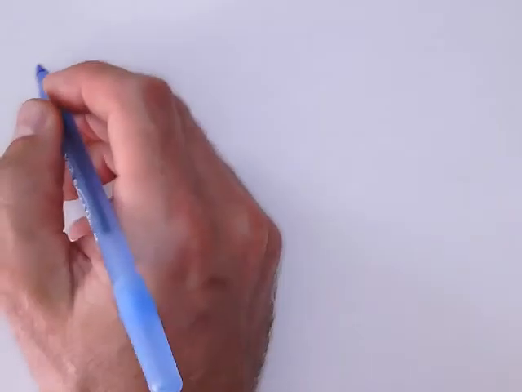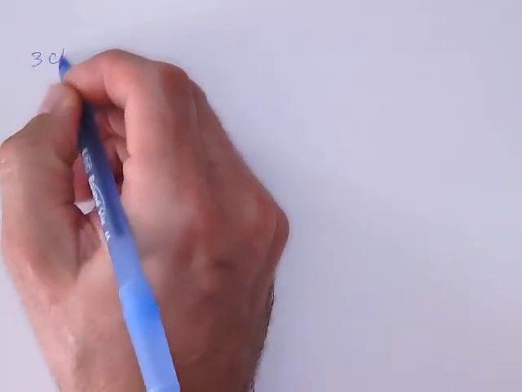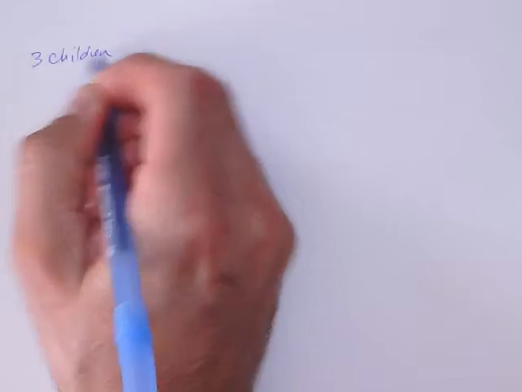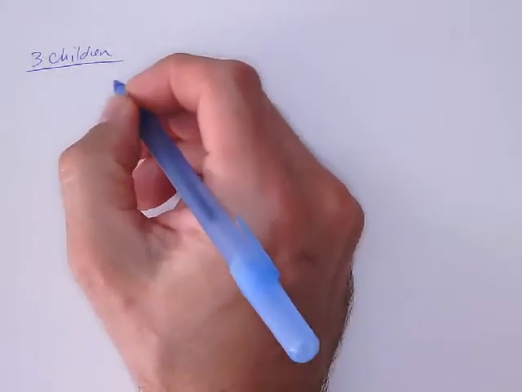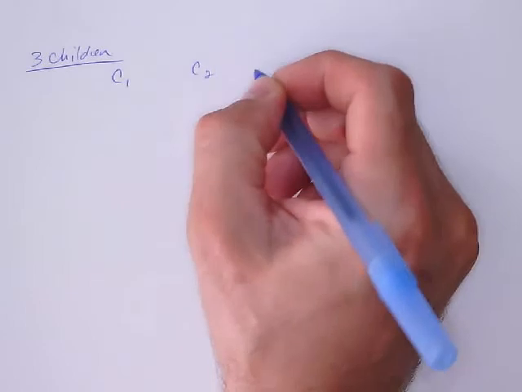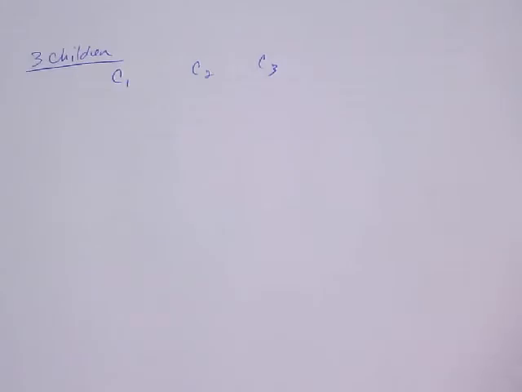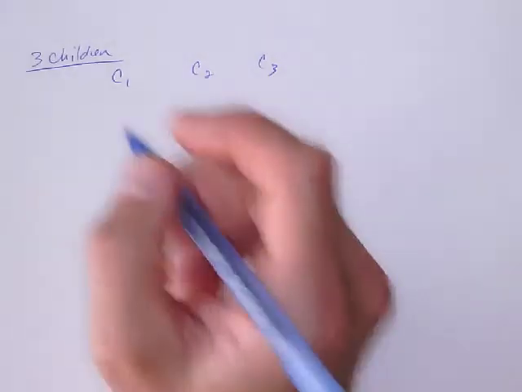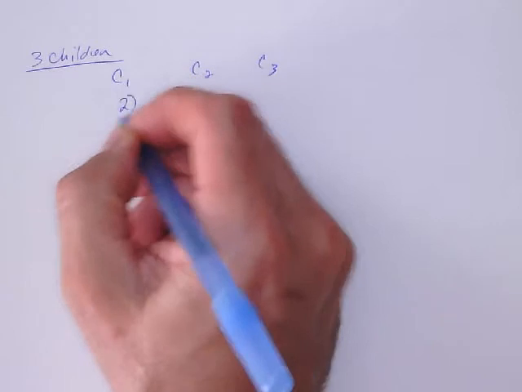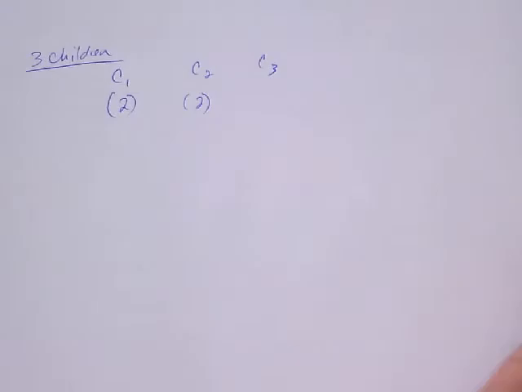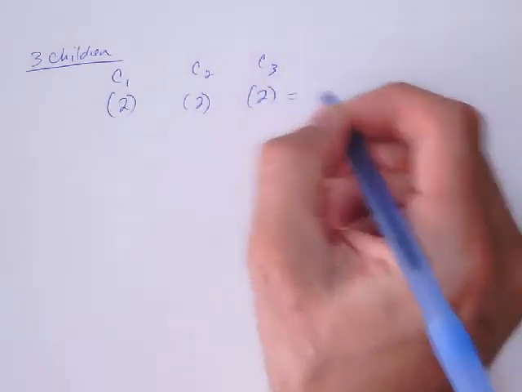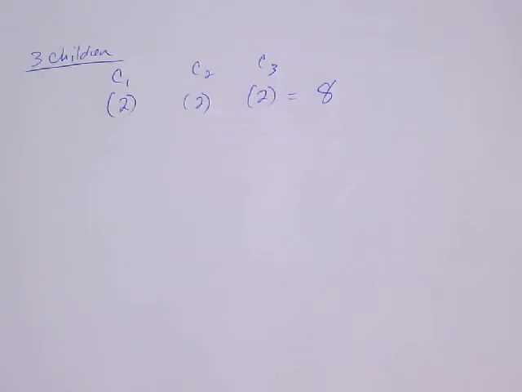Children in a family. Let's say hypothetically a family is going to have 3 children. Okay. So you have child 1, child 2, child 3. All right, and for argument's sake, just to keep things simple, we're going to say there's only two possible genders. It can be a boy or a girl. It could be a boy or a girl. It could be a boy or a girl.